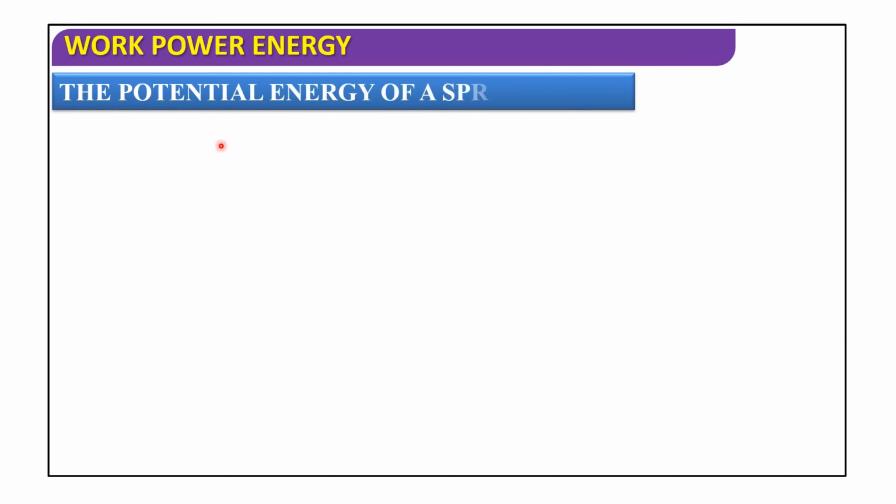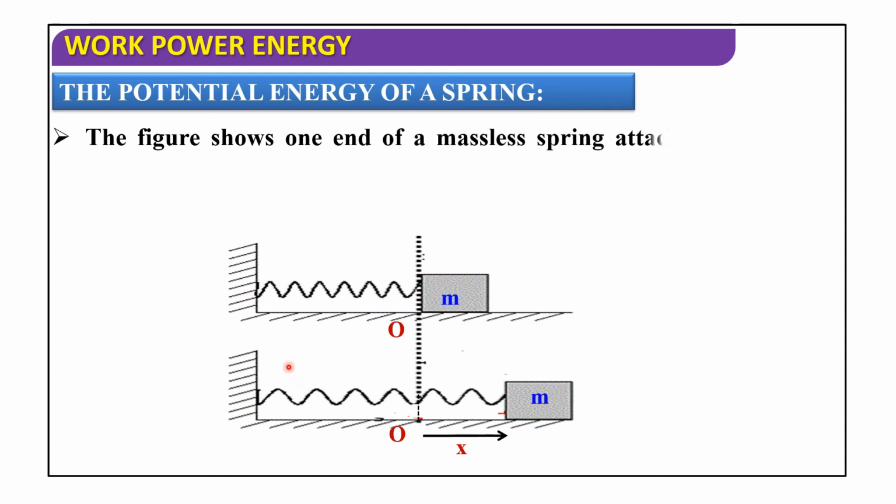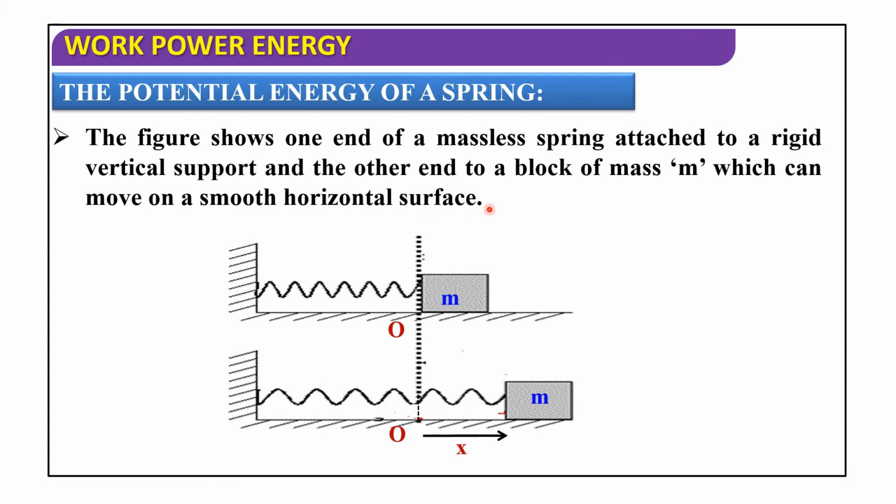The potential energy of a spring. See here, the figure shows one end of a massless spring attached to a rigid vertical support and the other end to a block of mass m, which can move on a smooth horizontal surface. See, this is the massless spring. One end is attached and the other end has a block of mass m, which can move on a smooth horizontal surface.